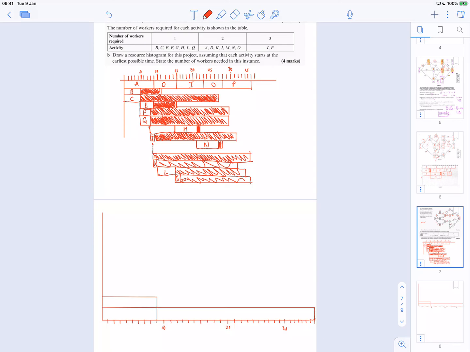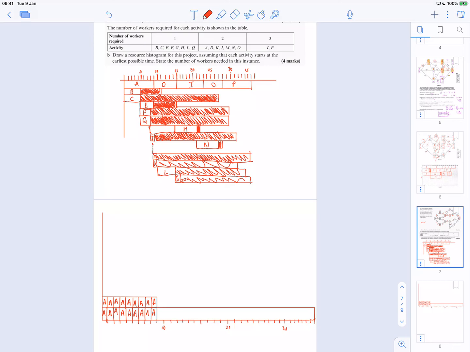Okay, so this is all A. This here are the 2 workers that were needed for A. So A. So it's very, very tedious. Okay, that's my A done.